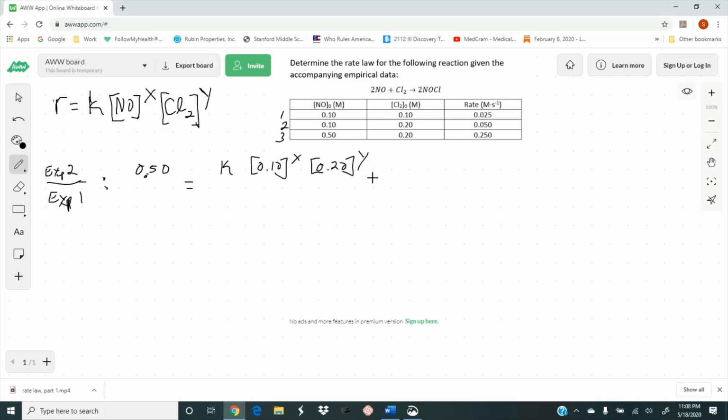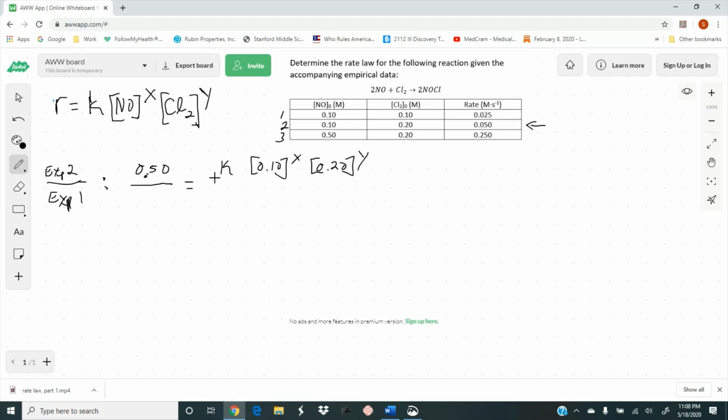to the Y. So all I did was take the information from the second experiment and plug it into the format here for the equation. At least all the information I had. I had the rate, I had the concentration of NO, and the concentration of Cl2. The K I leave, the X and the Y I leave. Then I do the same thing for experiment 1.